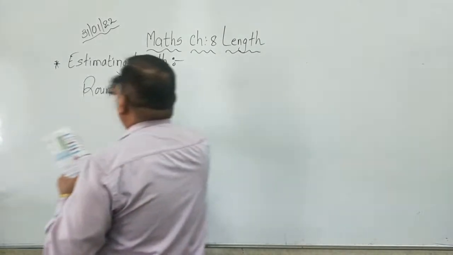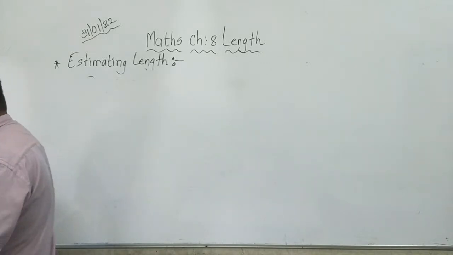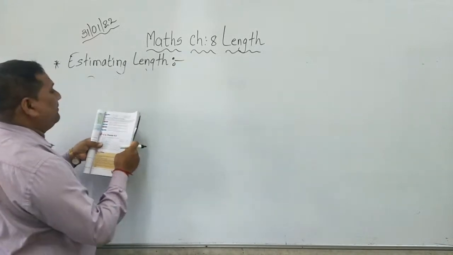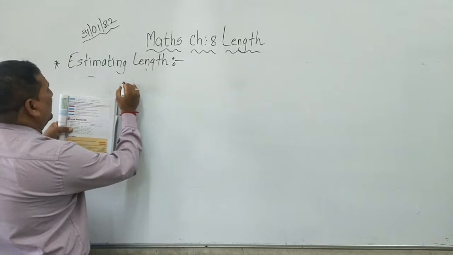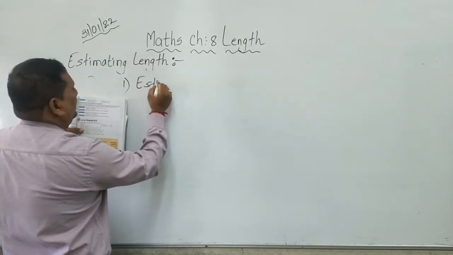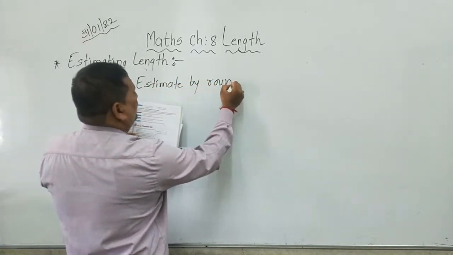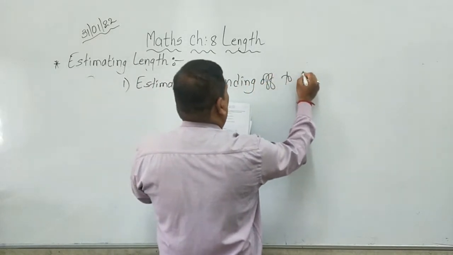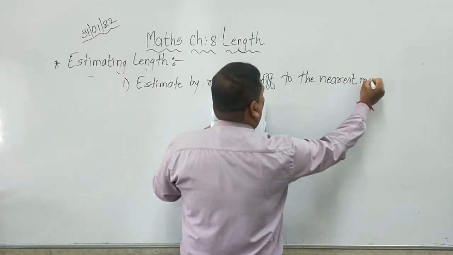Now it has been given in this way. Estimate the sum and difference. What we have to do? We have to estimate sum and difference of length. So number 1. Estimate by rounding off to the nearest meter.